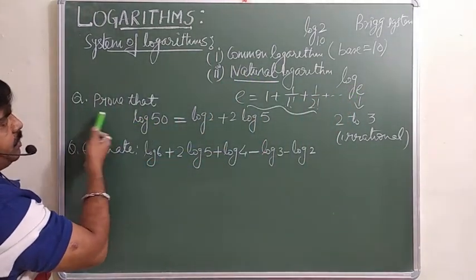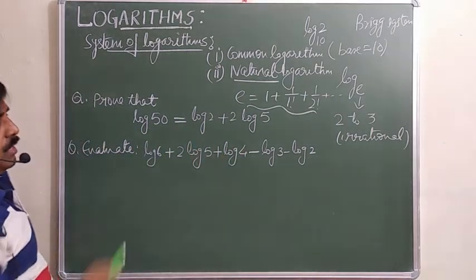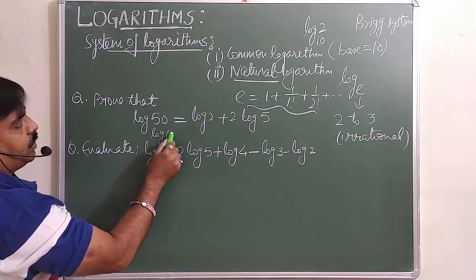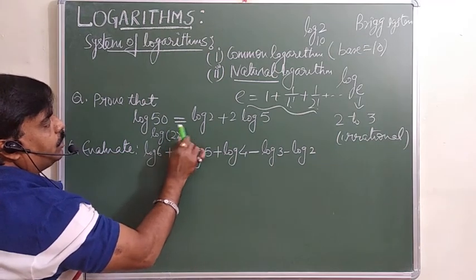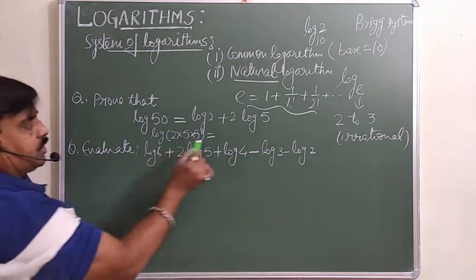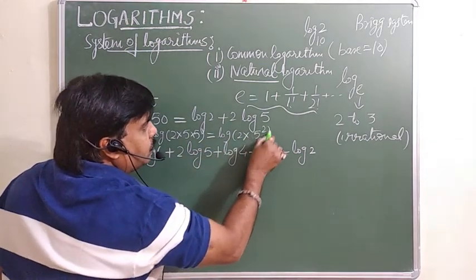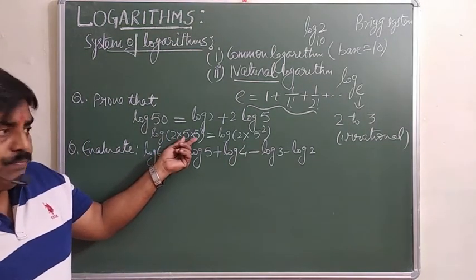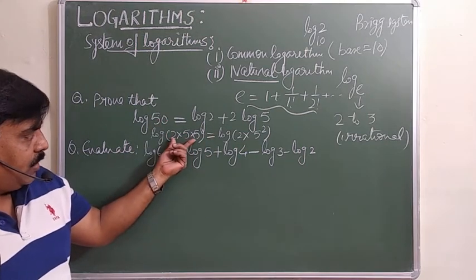Now this question we are taking: prove that log 50 is equal to log 2 plus 2 log 5. You are supposed to prove it. Simply factor 50, so that can be written as 2 into 5 into 5, which is log of 2 into 5 raised to power 2. You are supposed to do the factorization of 50: 2 into 25, 25 is 5 into 5.